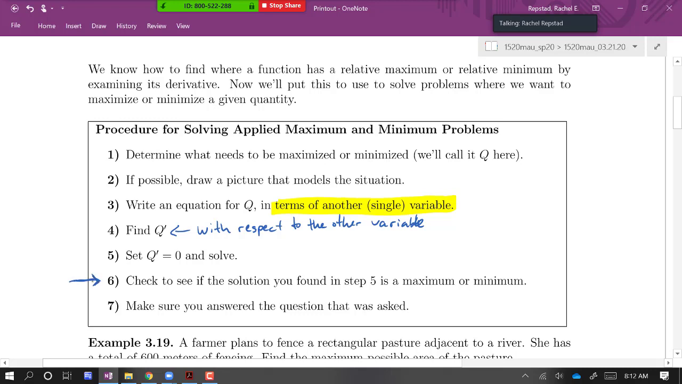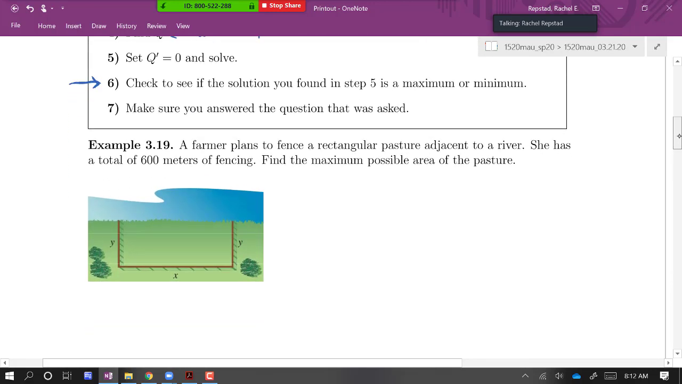Sometimes there might only be one critical value, and we just assume it's the one we're looking for. And a lot of the time it is, but you want to check. You want to verify that it is, in fact, the maximum or the minimum. So check by either making a sign chart for the first derivative or check the concavity using the second derivative at that point. So we're going to do a few examples together.